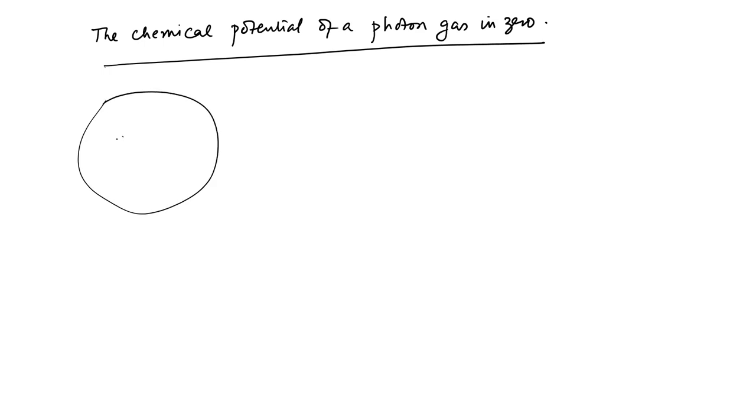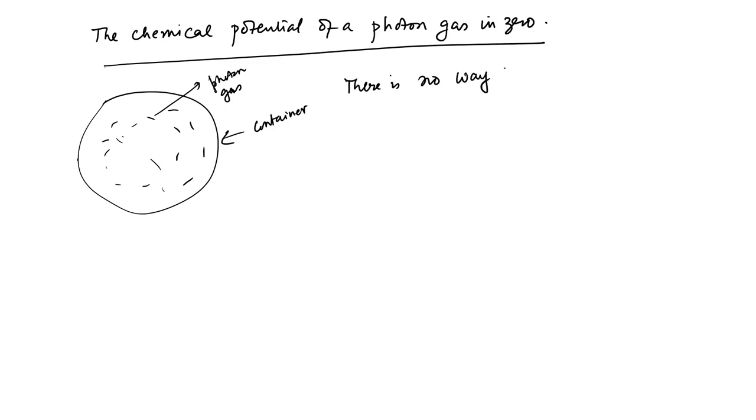And the reason for this is that if you keep the photon gas inside a container, made of anything, and if you remember Planck's theory, Planck just said that the container will exchange photons with the surrounding in packets of h nu or h cross omega. And you cannot keep the particle number constant if you keep a photon gas inside a container, okay? So there is no way to keep photon number constant.